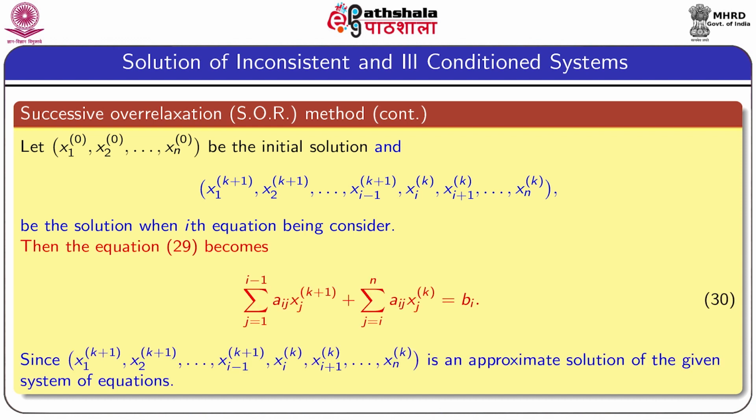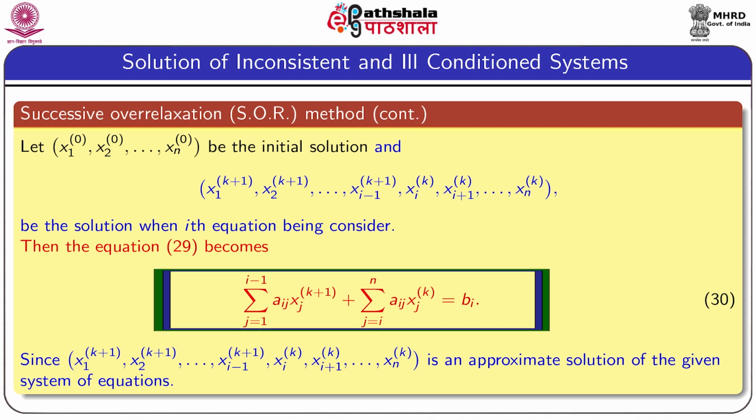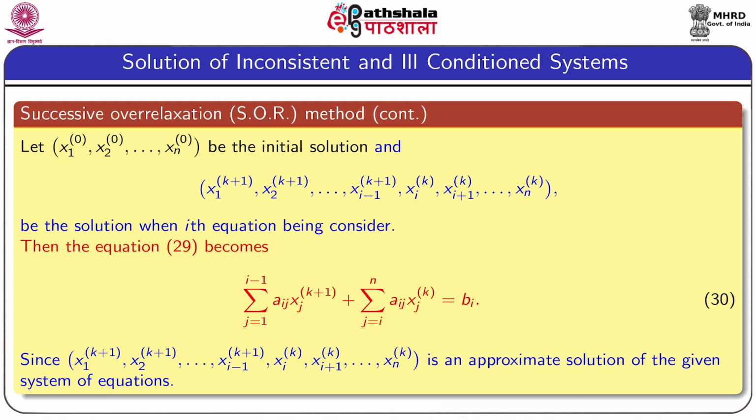Then the previous equation, that means equation number 29, becomes summation over j equal to 1 to i minus 1, aij xj^(k+1). That means when we consider the ith equation, the values of the first i minus 1 variables, that means x1 to x(i-1), are available. So in the first term we have replaced xj by xj^(k+1), plus summation over j equal to i to n, aij xj^k equal to bi. Since x1^(k+1), x2^(k+1) up to x(i-1)^(k+1), xi^k, x(i+1)^k up to xn^k is an approximate solution of the given system of equations, therefore equation 30 becomes this form.